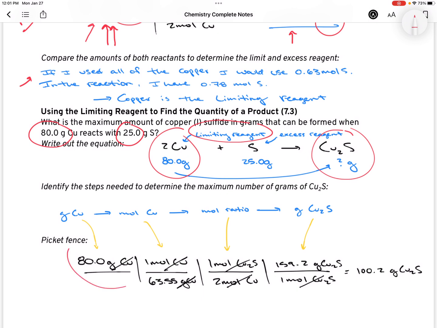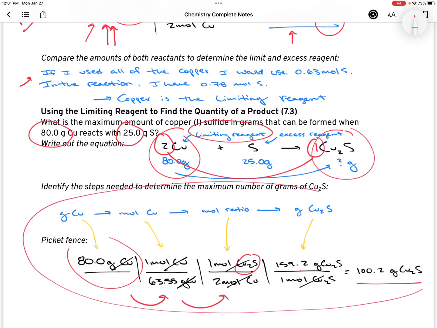So you're going to take your given value, 80 grams, but we can't work with grams. We have to work with moles because we're doing a mole ratio. And the mole ratio is 2 to 1. So we convert it into moles, and then we do our mole ratio. And we set it up so that the copper cancels, and we're left with copper(I) sulfide on top. And then we convert our copper(I) sulfide into grams. So 2 coppers plus a sulfur is 159.2. And then when we do the math, we end up getting 100.2 grams. So this bottom half is review from the previous video.